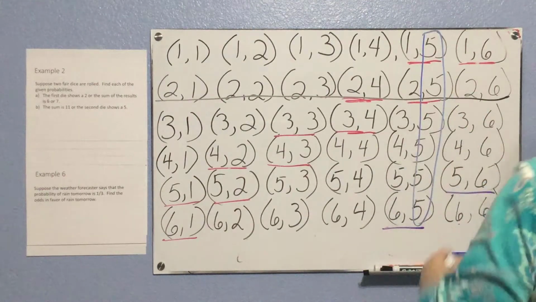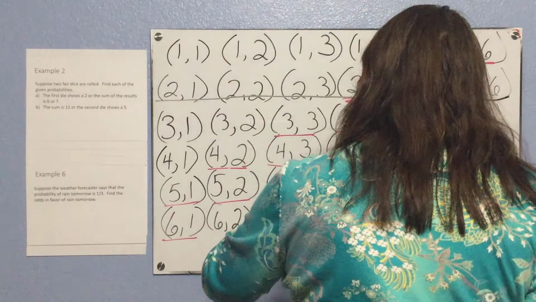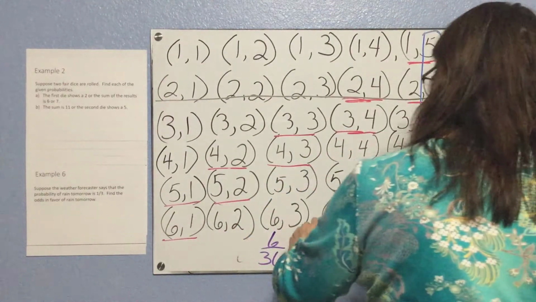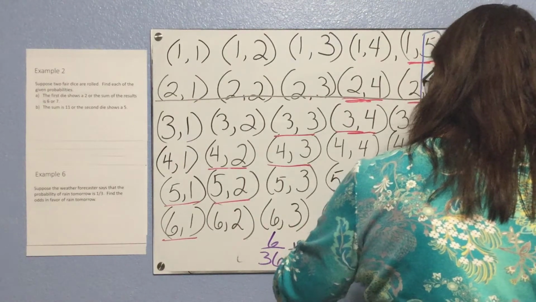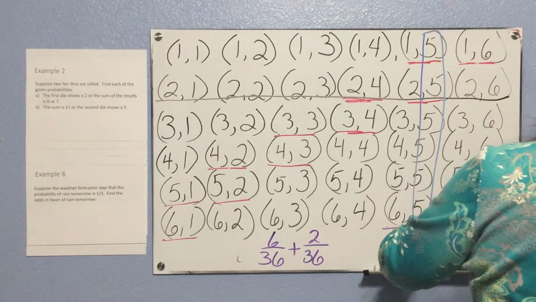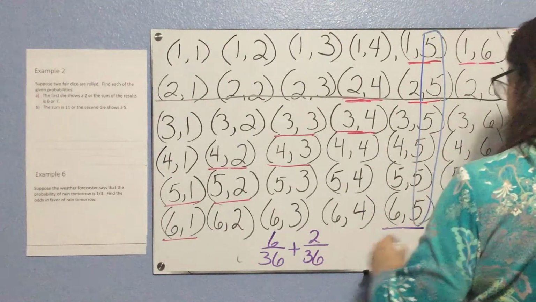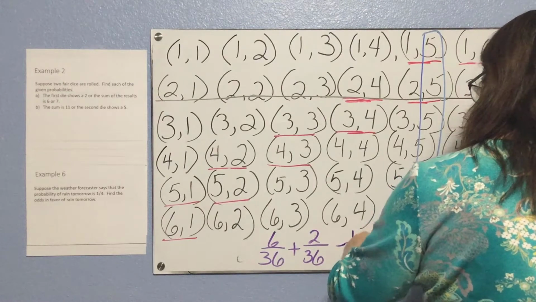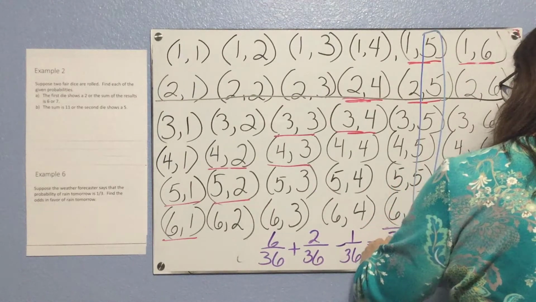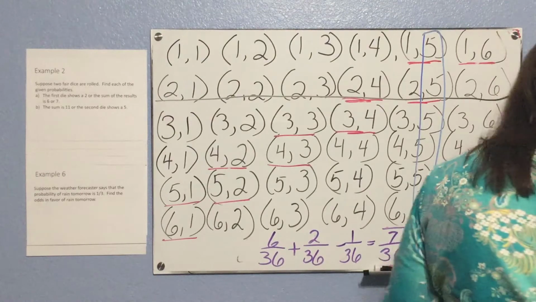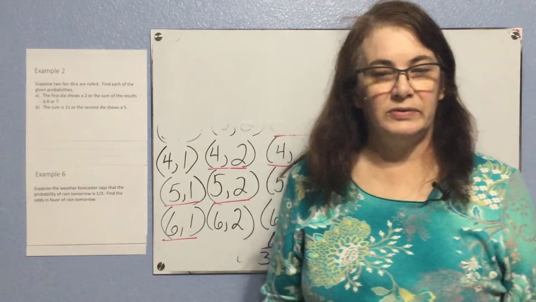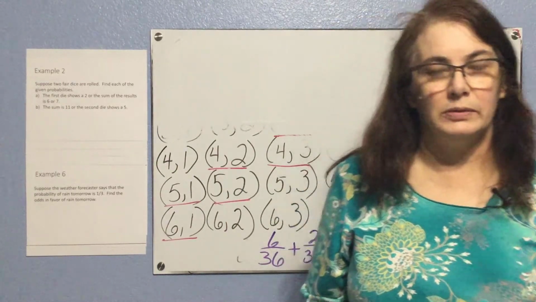So there were 6 here, 6 out of 36, plus 2 out of 36. But this particular one was in both sets, so we're going to subtract 1, which gives us a total of 7 out of 36. Pause the video now and work on checkpoint 2.